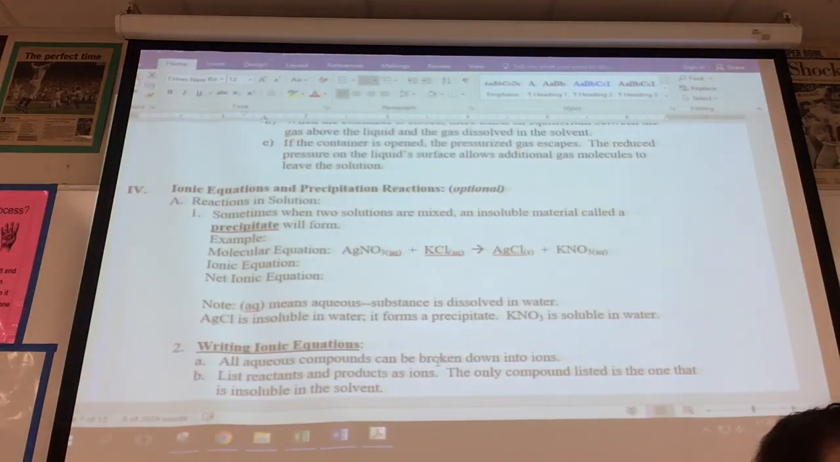With ionic equations and precipitation reactions, sometimes when two solutions, and that's two aqueous solutions, are mixed, an insoluble material called a precipitate will form. A precipitate is a solid. You have generated precipitates in the lab already, and you'll be doing more of it in the fourth nine weeks.